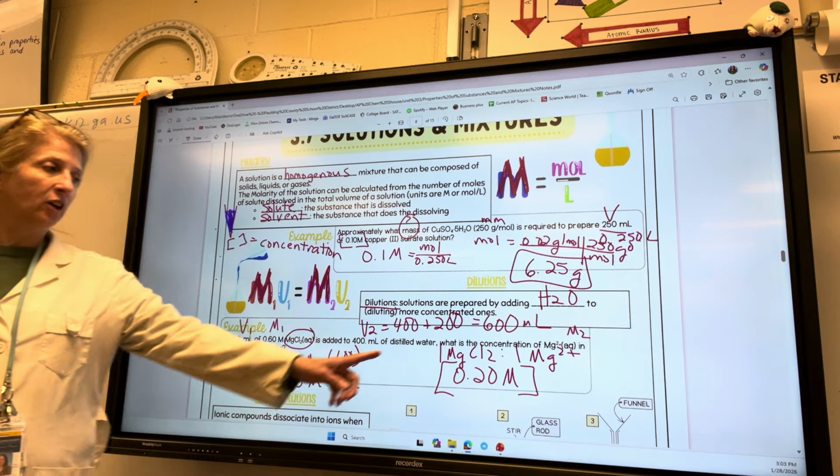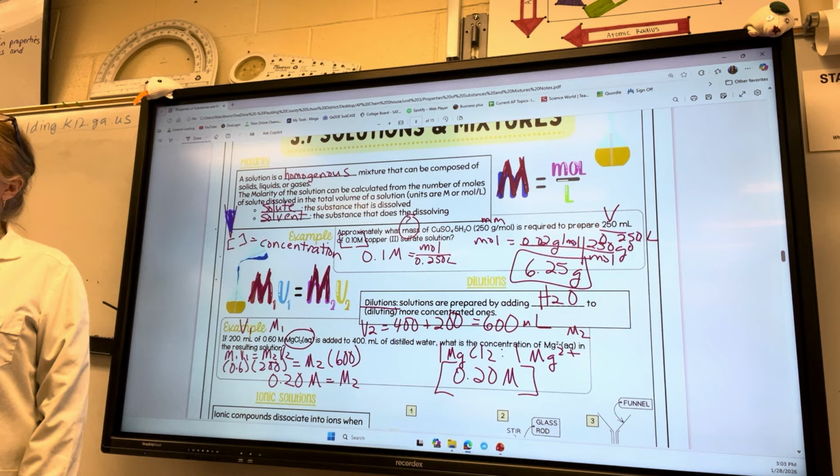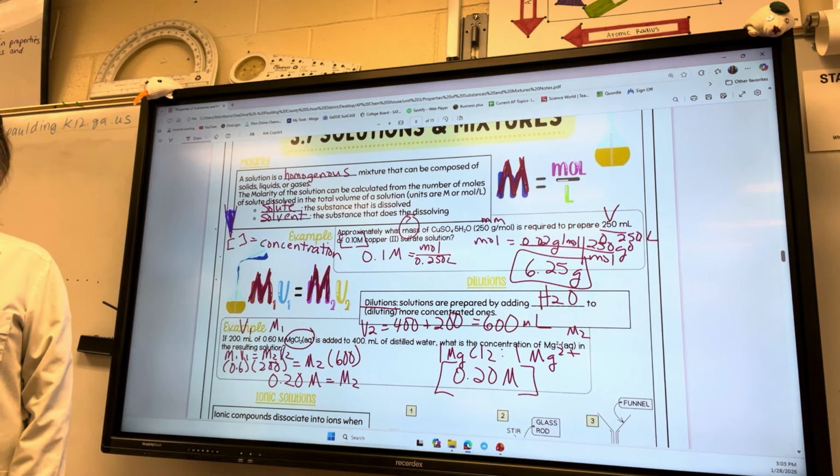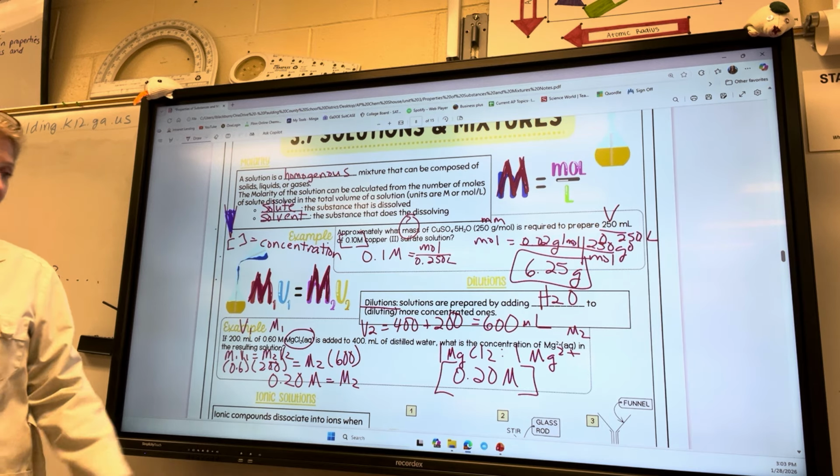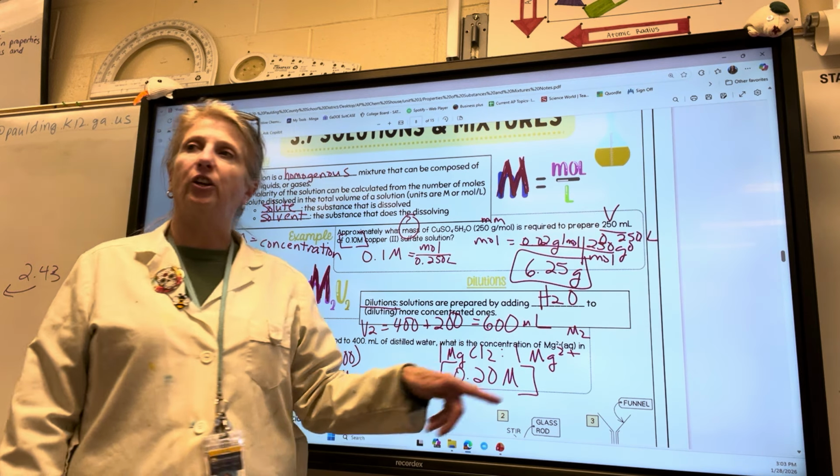It wouldn't be 2. If they had asked for the chloride, what would it be? Oh, it would be 0.4. Yes, it'd be 0.4. Why? Because it's twice as much. Because there's twice as much. The ratio would have been 1 to 2.